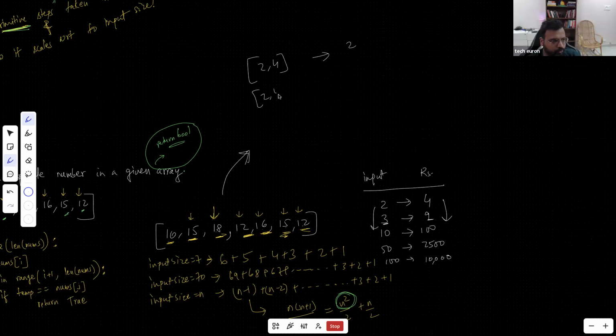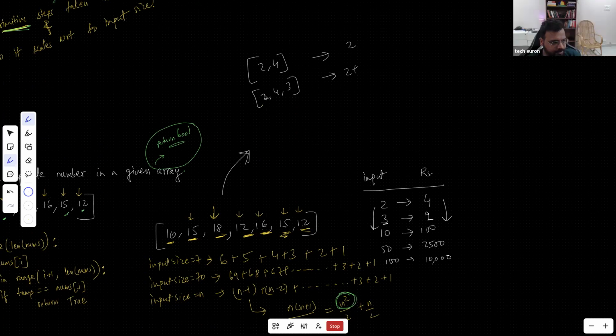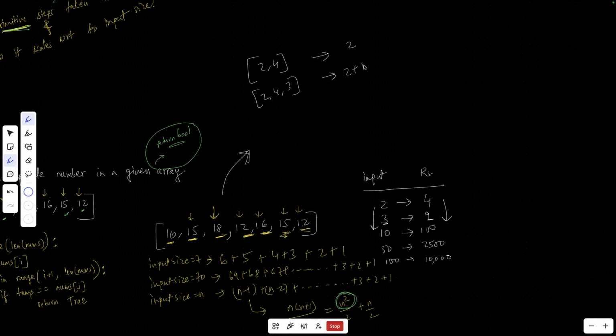If you take 2, 4, and 3, then how many operations will it take? It will take 3 steps. 2 and 4 you will compare, 2 and 3 you will compare, and then 4 and 3 you will compare. So 2 steps plus 1 is equal to 3 steps you are taking.